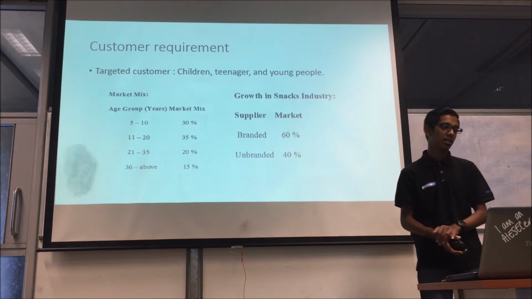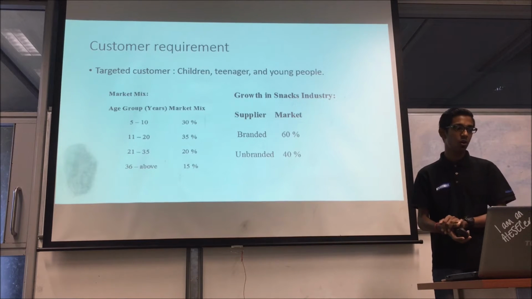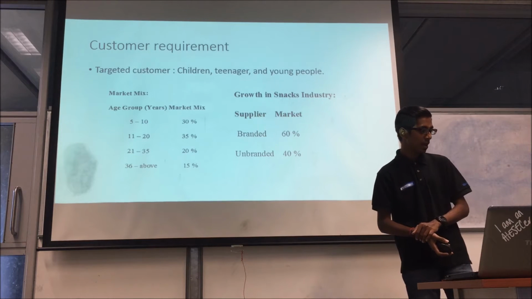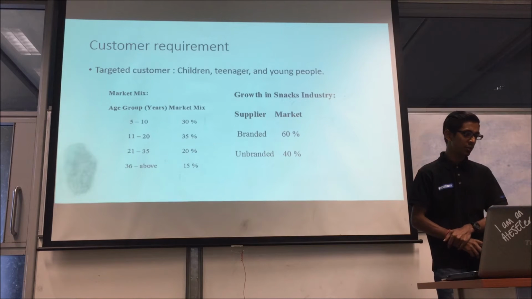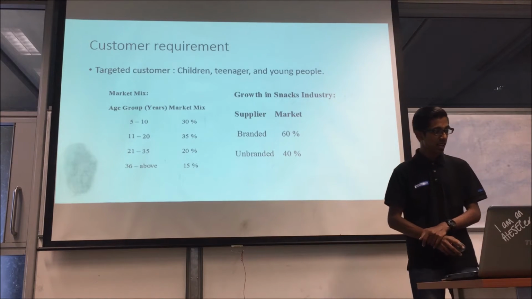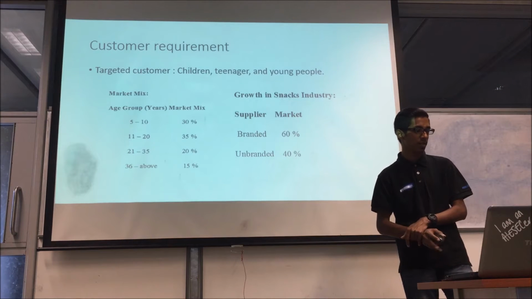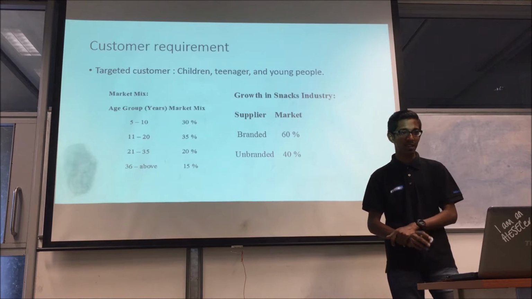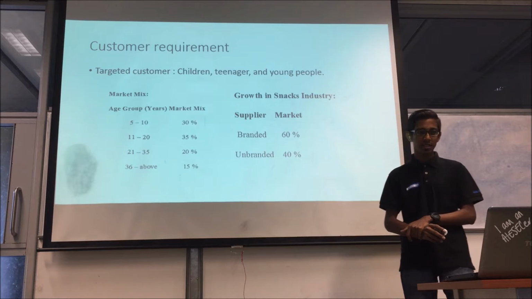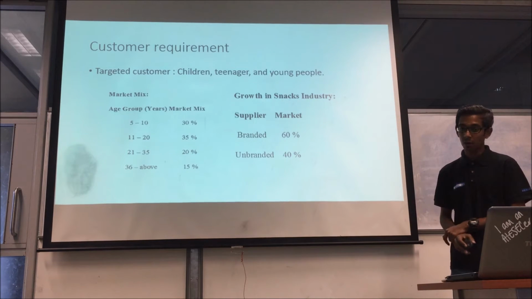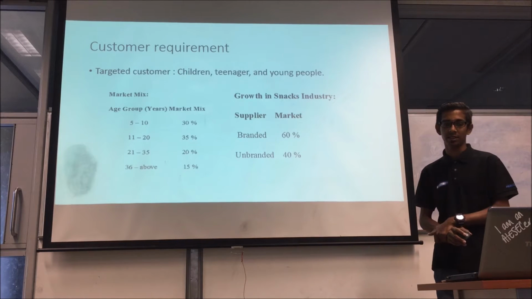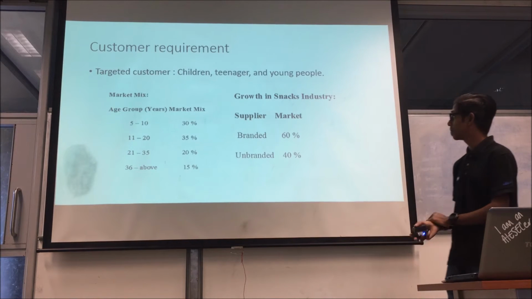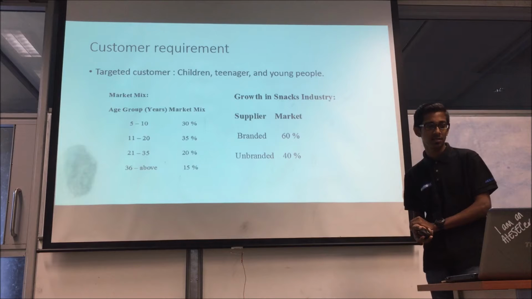The targeted customer in this potato chips industry is mostly children, teenagers and also young people. If you look at the market mix, most come between the ages of 11 to 20, followed by ages 5 to 10, and a small share aged 21 and above. The demand of the present market is met by a mix of branded and unbranded chips available in the market. There is 60% of the population which is brand loyal. However, the remaining 40% of the unbranded market can be attracted through a heavy advertisement campaign. The analysis is as follows: you can see here the branded is 60% while the unbranded is 40%. Right, thank you.